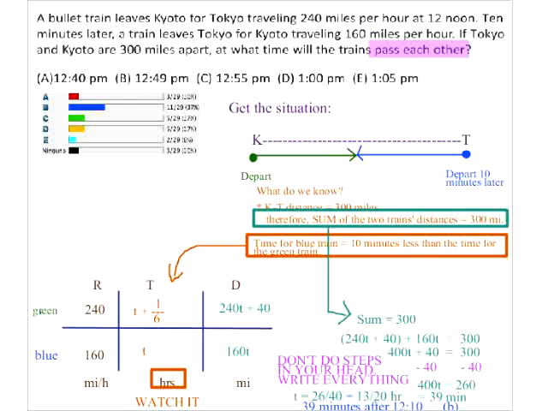Why did I use t plus 1/6 for the first train? Well, you can't ask that by itself, but it's like, why did I use this pair of things? It's because of this. It's 10 minutes later. So this 10 minutes is a sixth of an hour. So this train is going for 10 minutes longer than that one is. So you add that much time. You could also have made this one t, and then this one would be t minus a sixth of an hour, but you would still have to do the sixth of an hour.